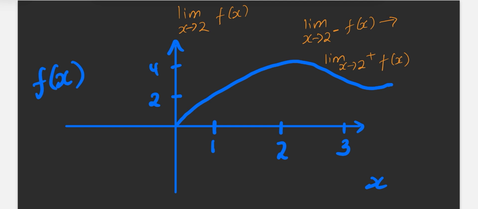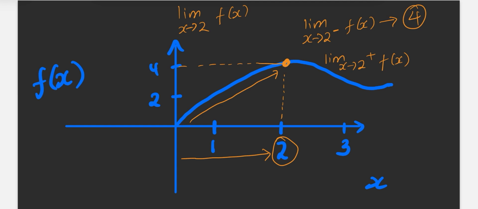As we are approaching 2 from the left-hand side, we see that the y values get closer and closer to around 4. So as the x values get closer and closer to 2, the function is getting closer and closer to 4, the y values. So here we can conclude that the limit as x approaches 2 from the left-hand side is 4.